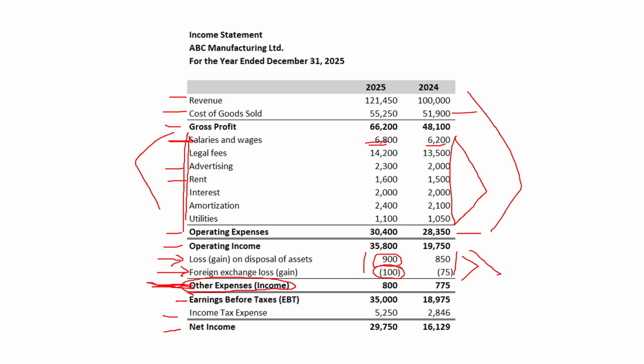So that's why, of course, you're going to take a look at whether there's any significant items in the other expense or income, like in this area, but this is not as important as what's up here. Okay. And then, of course, everything else below is the same.